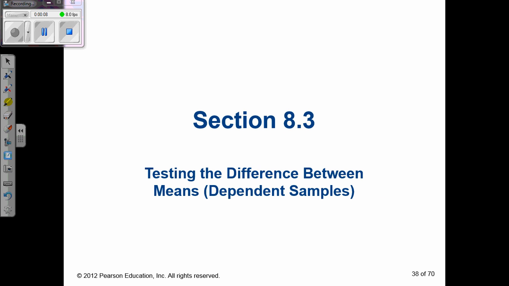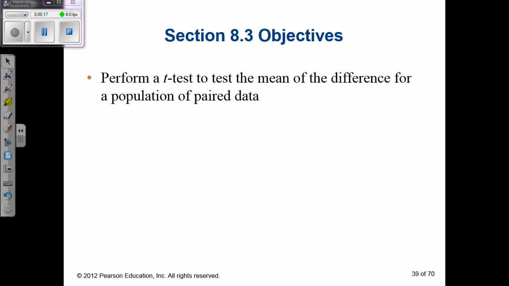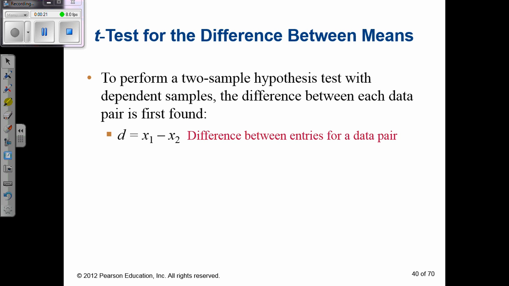Okay, so now we're starting section 8.3, where we're going to be looking at testing the differences between means, but with dependent or paired samples. To perform a t-test, we have to have paired data. And we're going to look at a couple different things in here.